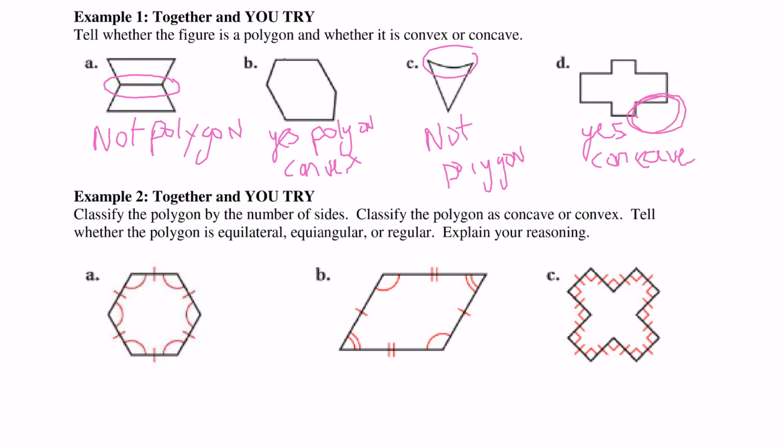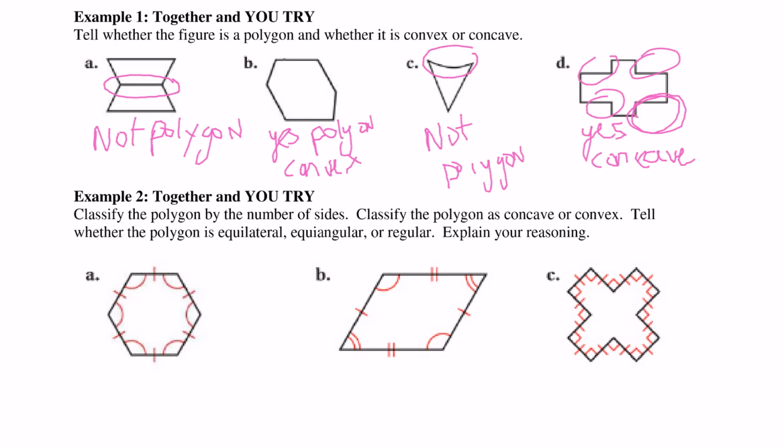to be concave. In this next example, example 2 right down here, we need to classify it by the number of sides. We're saying that all three are polygons, and you need to classify it by the number of sides, then tell me if it's concave or convex, and then write if it's equilateral, equiangular, regular, or it could also be neither or any of those.